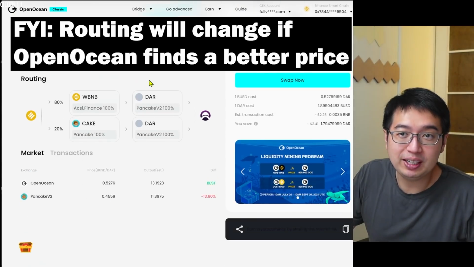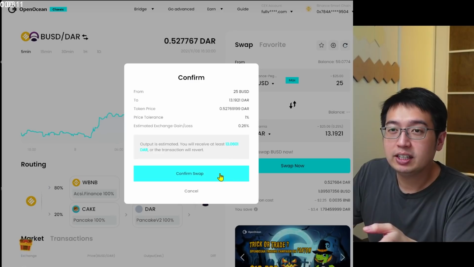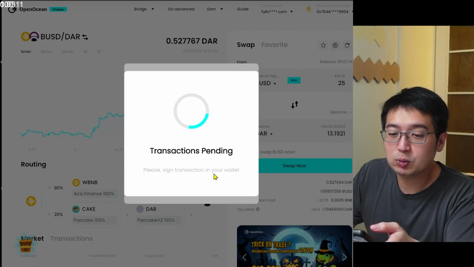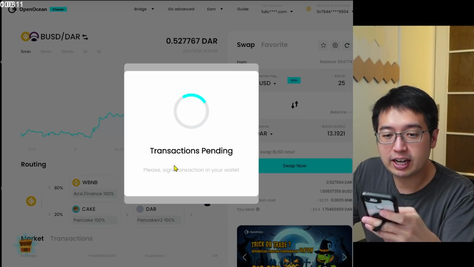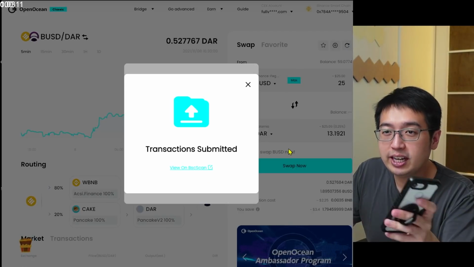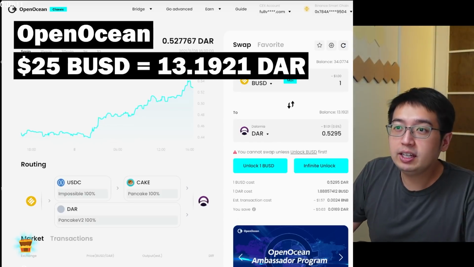It actually updated. A lot of things happening here, and we're still going to try to get our full value. So let's hit swap. Then we get our confirmation, confirm swap. Smart contract call on the phone here. Got to approve this transaction. Transaction submitted, and let's see how much we get. So we ended up with 13.1921.